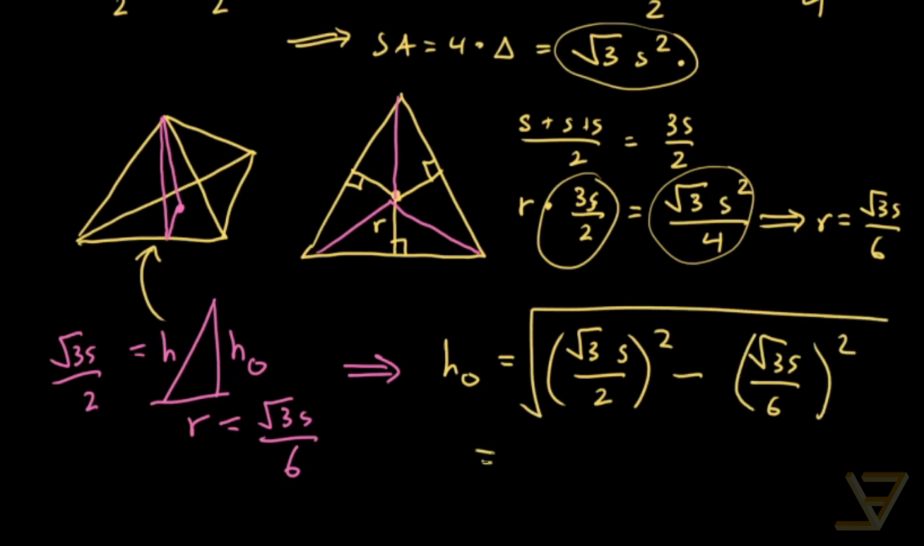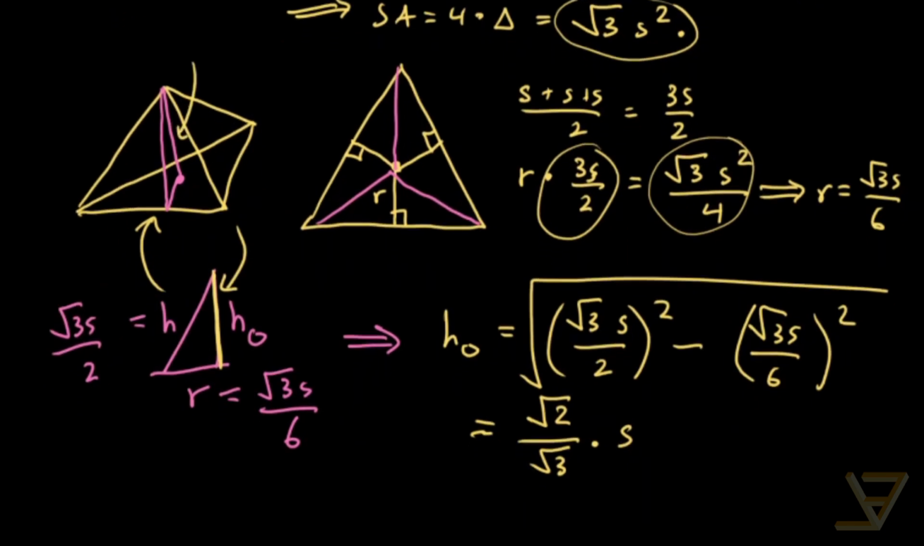And if you simplify it, I'm not going to show the steps because it's fairly straightforward algebra. But if you do the algebra, you find that it's equal to square root of 2 over square root of 3 times s. So that's the height of the pyramid, this height over here, which is also this height over here.